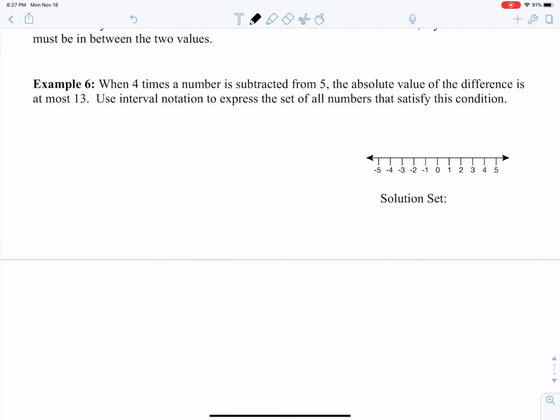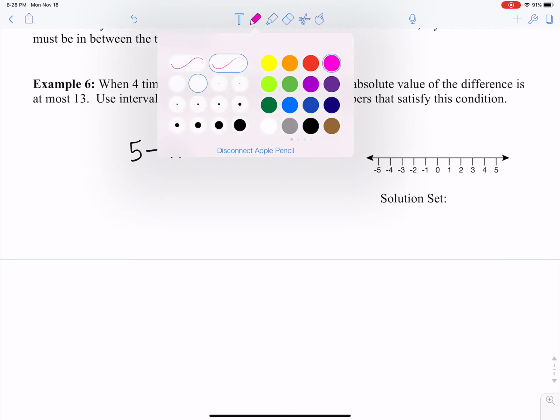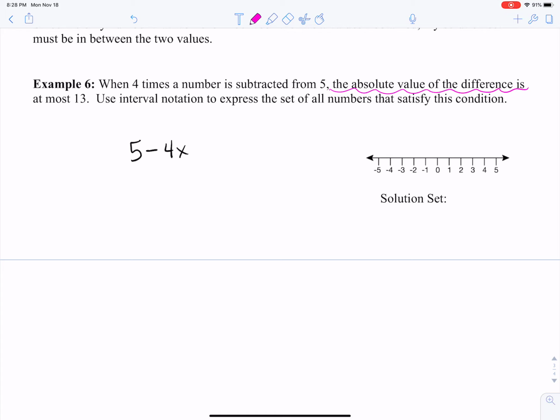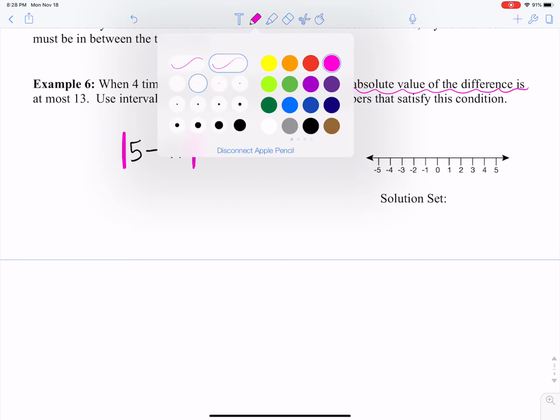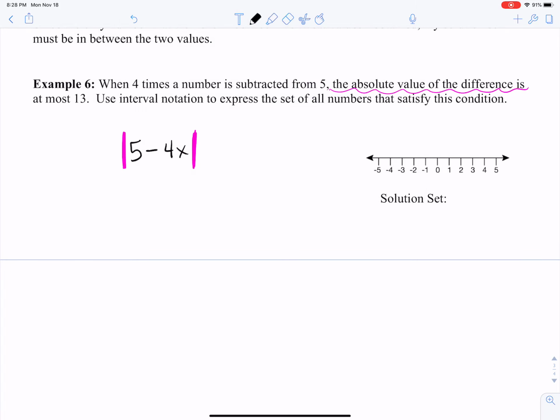Okay, the last one's a word problem. When 4 times a number is subtracted from 5. Okay, so when you subtract something, you take it away. I'm subtracting 4 times a number from 5. The absolute value of the difference, the absolute value of what I just subtracted, it's called the difference, is at most 13. So it can lead up to 13, but it can't go over 13. That's what it should look like.